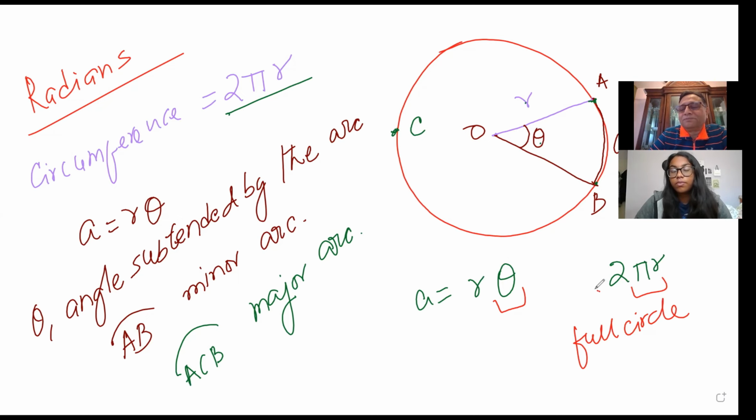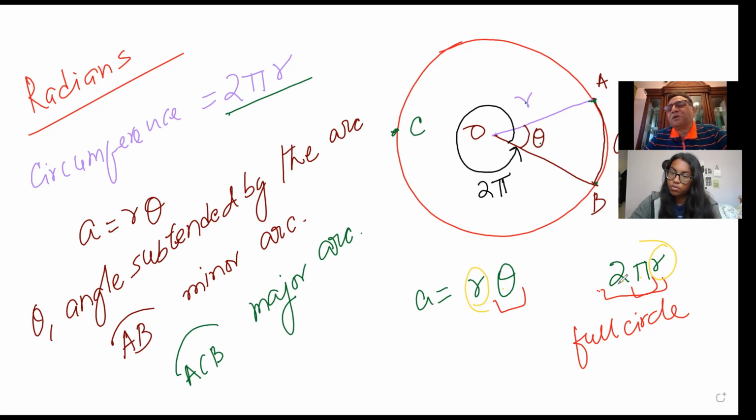Two pi, correct? Arc length is r theta. Theta is 2 pi. Do you see, for a full circle? So that is what it is. So if you go full circle, then that angle in radians is 2 pi.